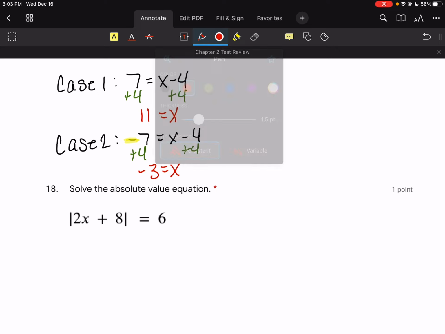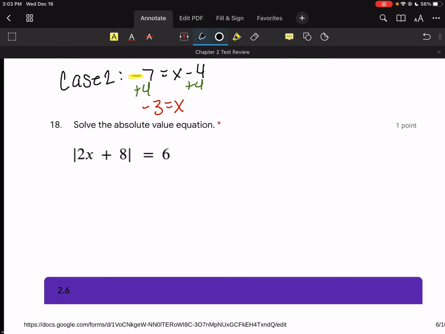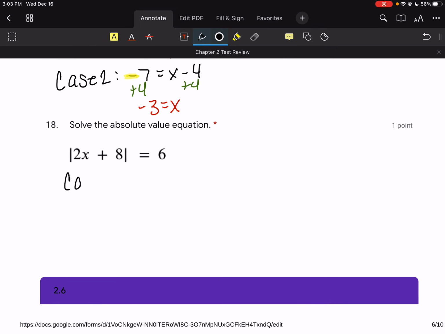So same thing for question number 18. We're given an absolute value equation. So case 1 is going to be the positive 6. Case 2, and I'm actually going to write these side by side this time, is going to be the negative 6. Remember, make one positive and then one negative. And that is equal to whatever is on the inside. You do not need to write the absolute value signs. It'll be a little easier for you if you don't.